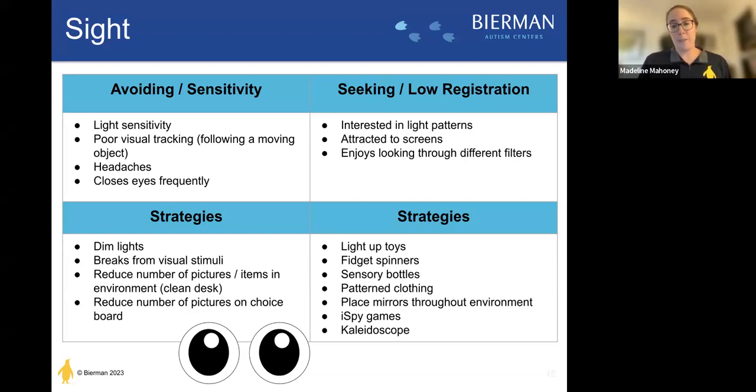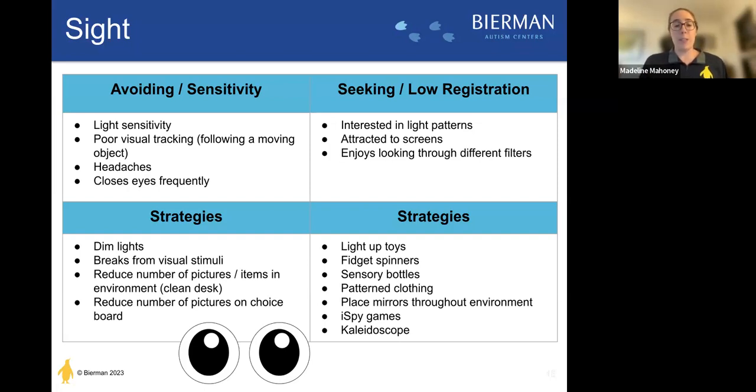Just taking a break from visual stimuli. There can be a lot going on at the centers. There's a lot of pictures on the walls and things like that. So just taking a break, sitting in a dark area or on the beanbag, closing their eyes and just taking a break from all of that visual input.